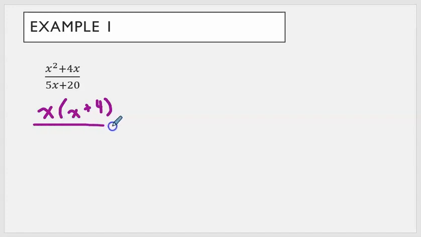Now we'll do the same thing in the bottom. We'll see if there's any factoring that can be performed down here. And again, this looks like another GCF case. But instead of taking out an x, I'm going to take out 5 because both of the numbers are divisible by 5. So 5x divided by 5 is x, and 20 divided by 5 is 4.